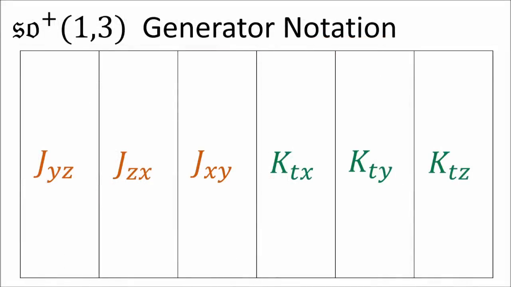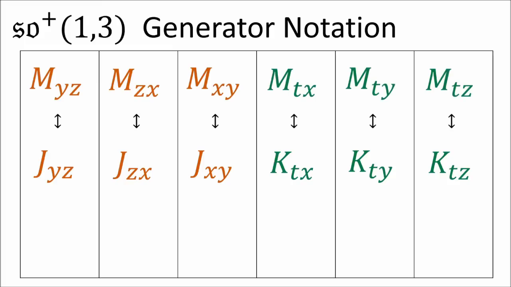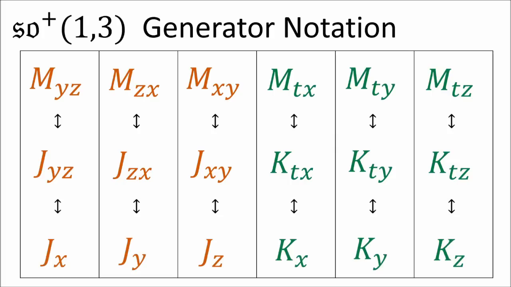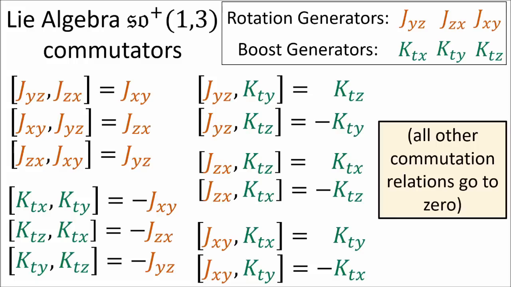Sometimes these generators are all labeled by the same letter, like M or S, since the subscripts make it clear what they generate. It's also common to label rotation generators with a single index for the axis they rotate around, and label boost generators with a single index for the direction they boost in. These generators from the Lorentz algebra obey these commutation relations.